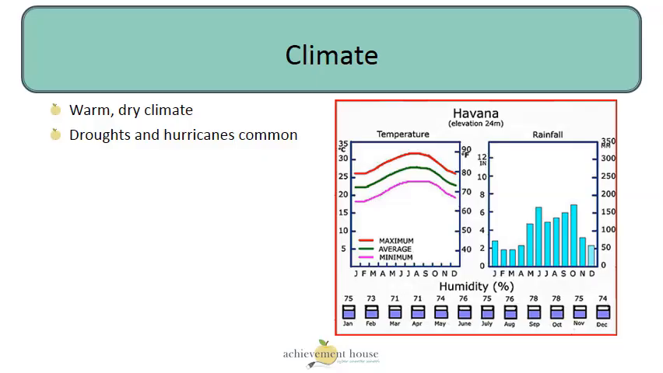When studying geography of a location, we always look at the climate. The climate in Cuba is warm and dry. Droughts and hurricanes are common.